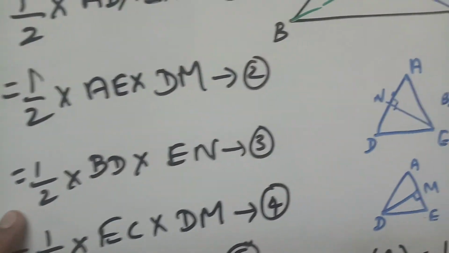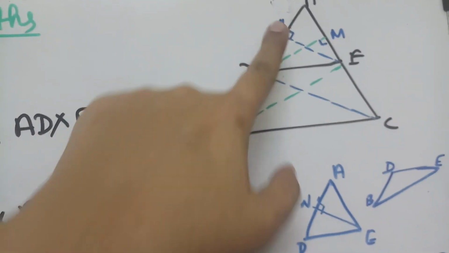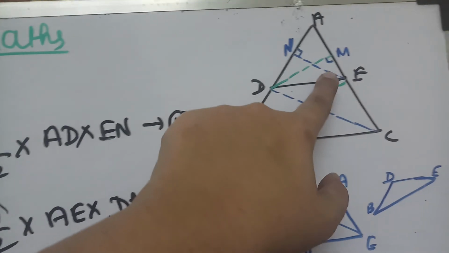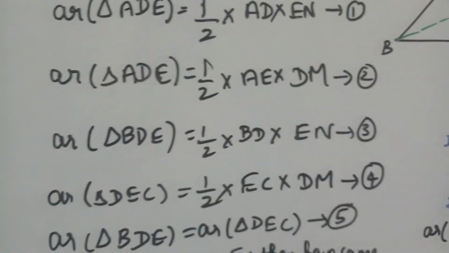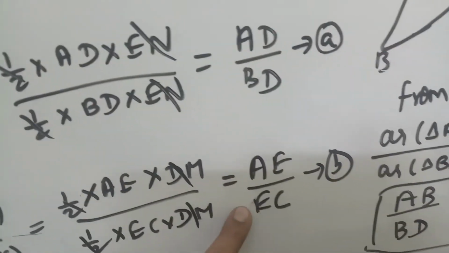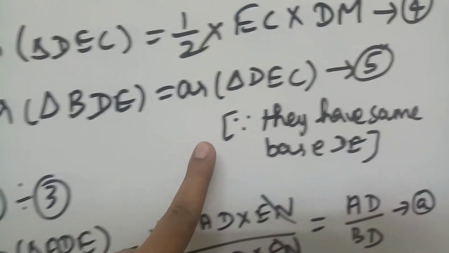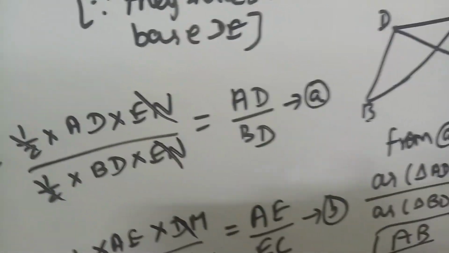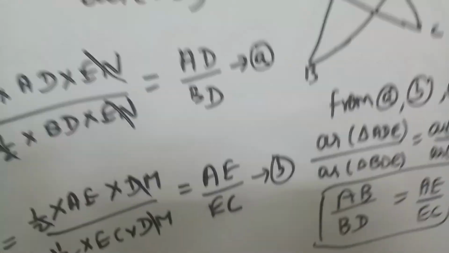And for BDE, since we have the bases equal, we are using that height EN, and for DEC again DE has a common base, so we are using the height DM, and from those equations we are dividing to find this ratio AD by BD and AE by EC, and I already told these areas are equal because of the same base. So comparing these three, we get AD by BD is equal to AE by EC.